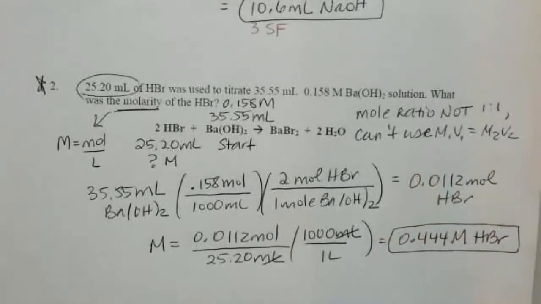I'm just going to type it in one more time. Divide by 25.2 times 1,000. Yeah, okay, that's the right answer. So 0.444 concentration molarity of HBr.